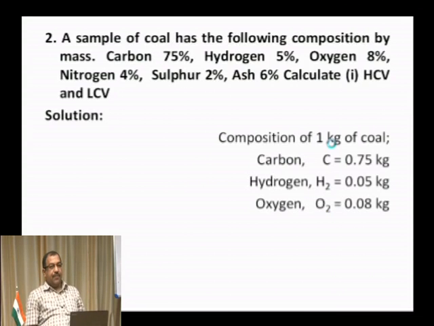Second problem. A sample of coal has the following composition by mass: carbon 75%, hydrogen 5%, oxygen 8%, nitrogen 4%, sulphur 2%, ash 6%. Calculate higher calorific value and lower calorific value. So, he has given a sample of coal. Here he has mentioned the composition of the different constituents present.